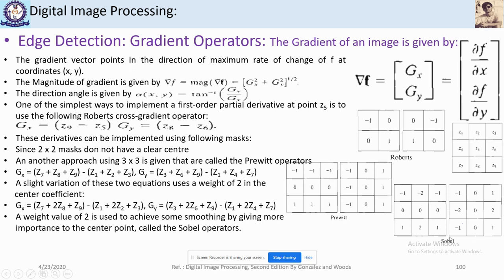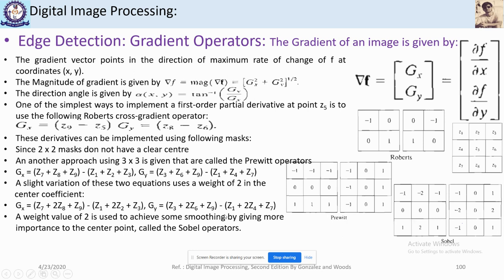In this, what is done? More weight is given to the center pixel. So here the gradient in x direction is given by this: 1 2 1, -1 -2 -1. So again here, from the weighted sum of third row, the weighted sum of first row is subtracted, and for gradient in y direction, weighted sum of first column is subtracted from weighted sum of third column.